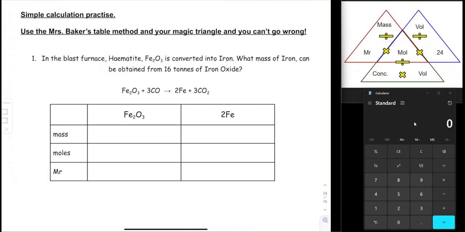Hi everybody, here's a little introduction into how you can use Mrs. Baker's table method and a magic triangle to solve any question that Cambridge want to throw at you.